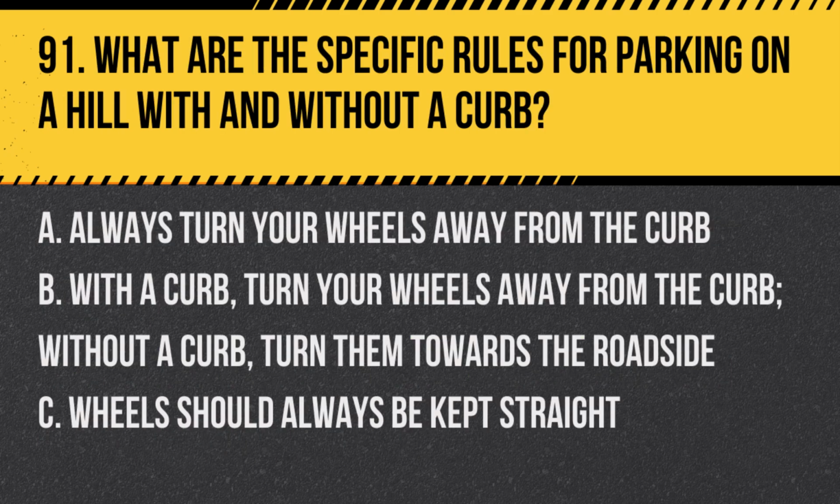Question 91. What are the specific rules for parking on a hill with and without a curb? A. Always turn your wheels away from the curb. B. With a curb, turn your wheels away from the curb. Without a curb, turn them towards the roadside. C. Wheels should always be kept straight. Answer. B. With a curb, turn your wheels away from the curb. Without a curb, turn them towards the roadside. This prevents the car from rolling into traffic or off the road.